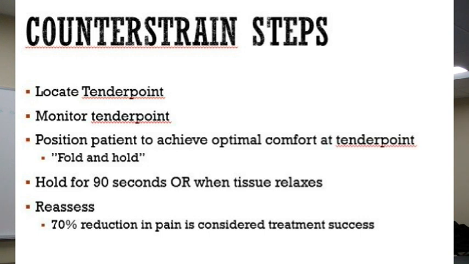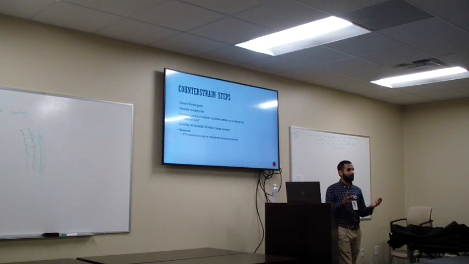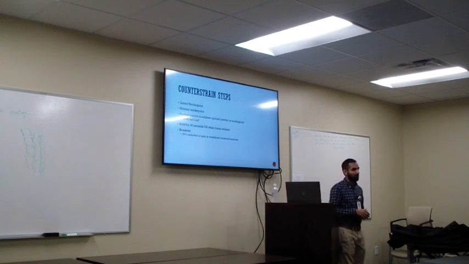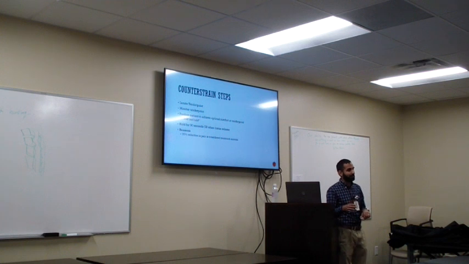As you're adjusting the patient, you're going to be periodically checking the tender point to see if you have any improvement in the pain. There should be about 70% reduction for you to have found an acceptable point to manipulate. And then you're going to hold that point for 90 seconds, or until you feel that the tissue has relaxed. And once you have the tissue relaxed, you need to return them back into neutral, again, passively.